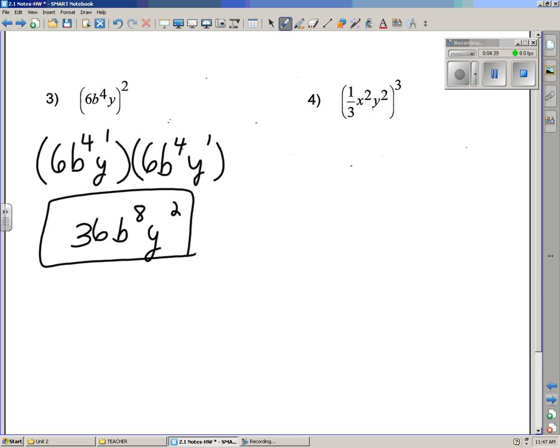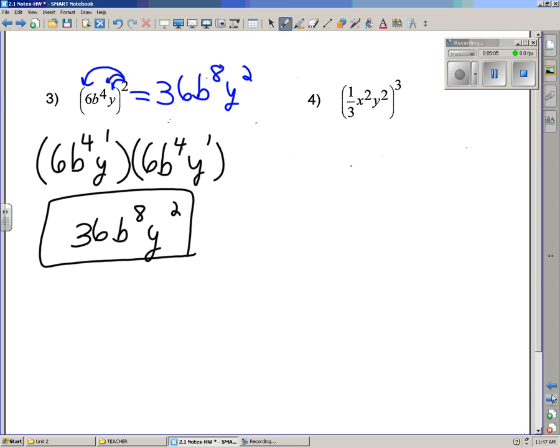So I like to write my things out. However, if you want to go for the shortcut, that's fine, but just remember that 6 squared is just 36. b to the 4th squared is b to the 8th. Y to the first squared is y squared. The answer is the same either way. I think you make fewer careless mistakes if you write it out than if you try the shortcut. Again, you choose what you want to do.